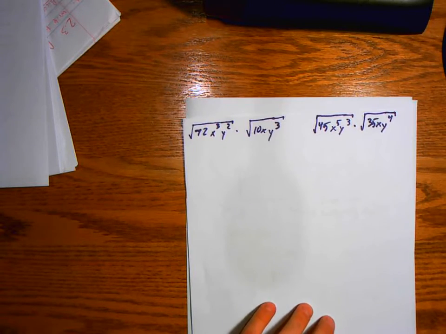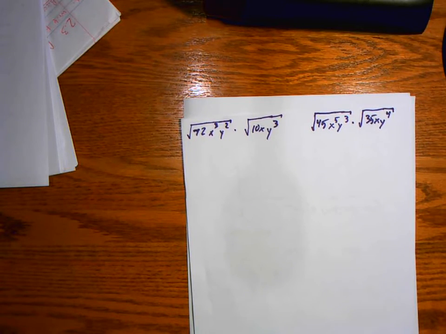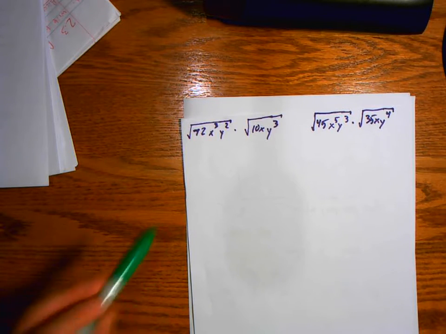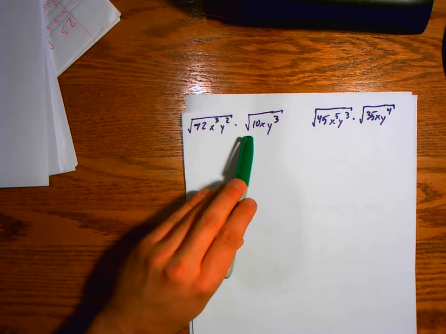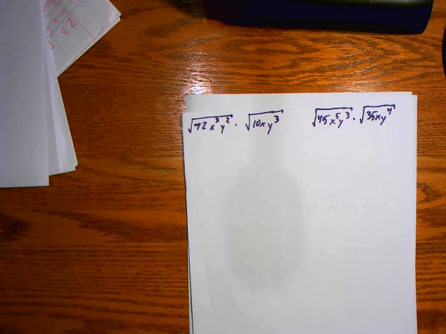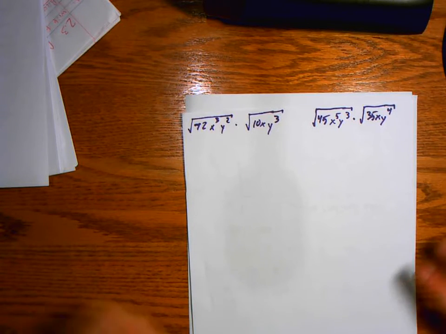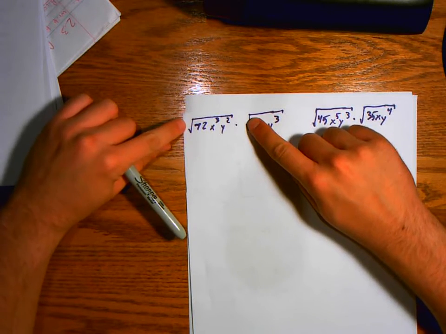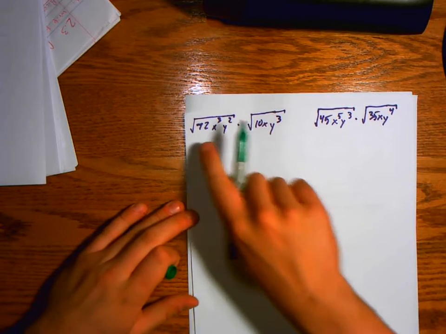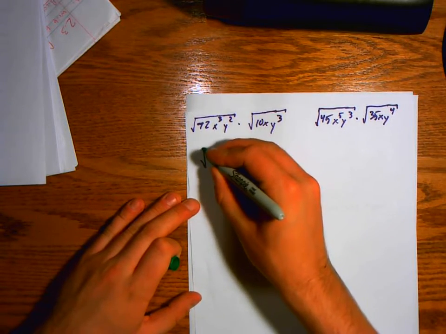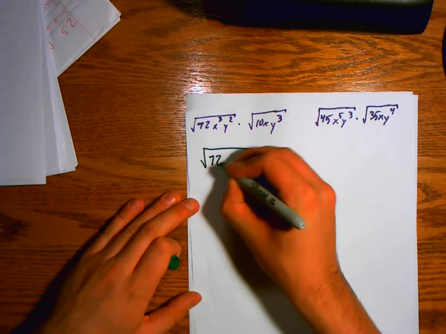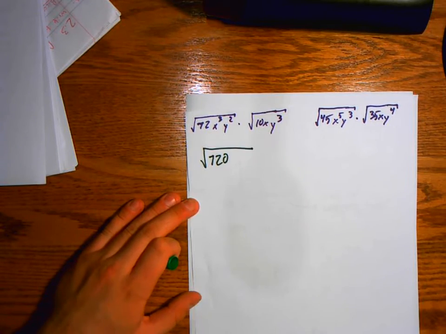A few more examples. We have the square root of 72 x to the 3rd power times y to the 2nd power. Then this is also being multiplied by the square root of 10x y cubed. Now, using that first theorem we had, since these both have an index of 2 on the outside, we can multiply these together. So we have the square root of 720, multiplying the two numbers.